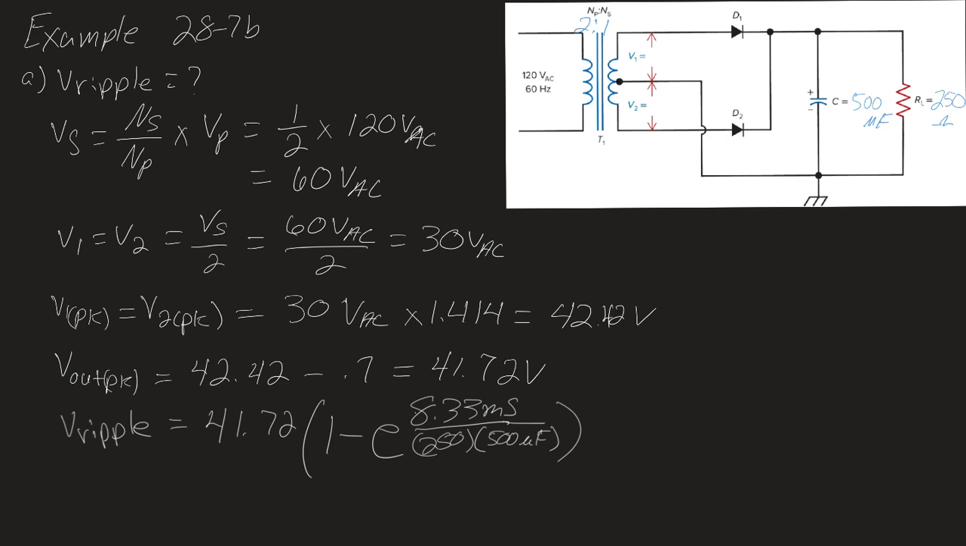So once you do that calculation, that gives our V ripple as 2.69 volts peak to peak.